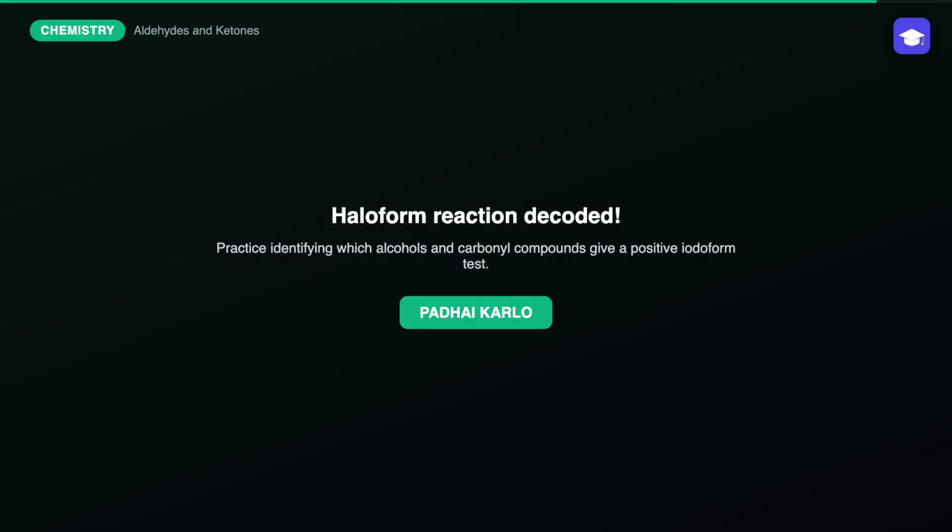That's the haloform reaction. Keep the CH3CO structural requirement and the iodoform test as diagnostic power sharp. It's a guaranteed, fully tested identification question.